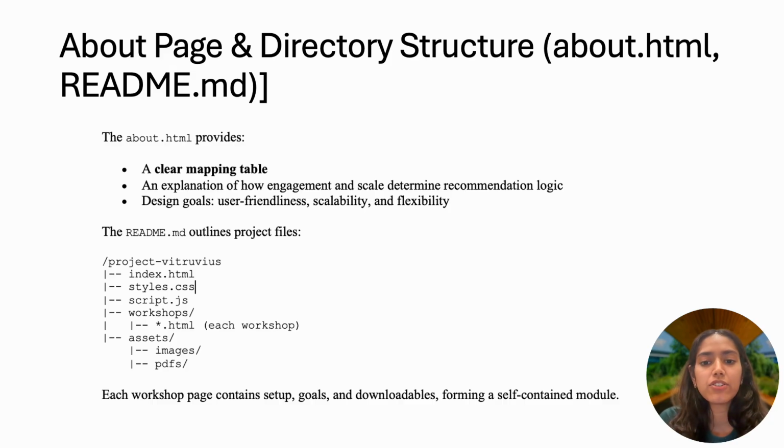About the page and directory structure. The about.html provides a clear mapping table, an explanation of how engagement and scale determine recommendation logic, and design goals that are user-friendliness, scalability, and flexibility. The readme.md outlines the project files, and each workshop page contains the setup, goals, and downloadables, forming a self-contained module.